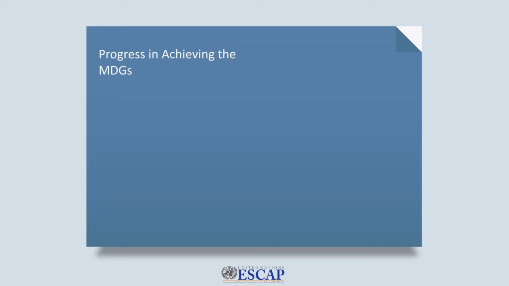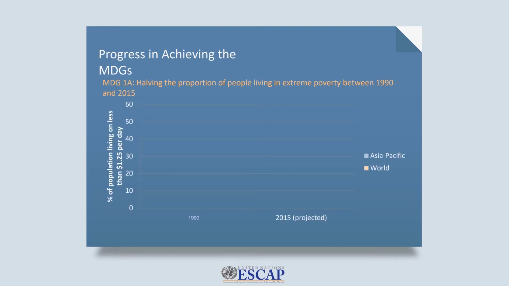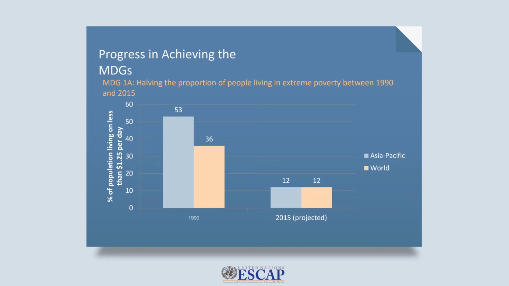Let's now review progress in relation to a few of the MDG targets. One of the most closely watched targets was 1A, which was halving the proportion of people living in extreme poverty. Extreme poverty was measured as the percentage of people living on less than $1.25 per day. Although it was formulated in 2000, the target was to be measured against a baseline of poverty rates in 1990.